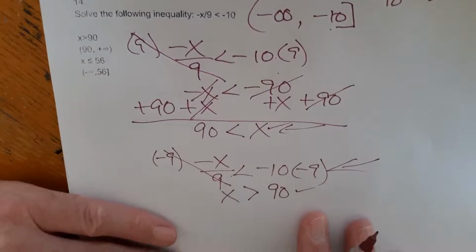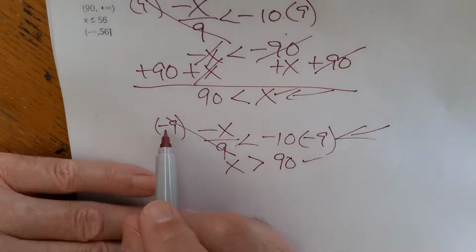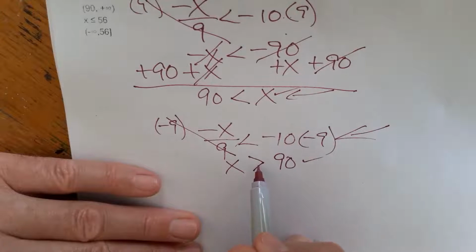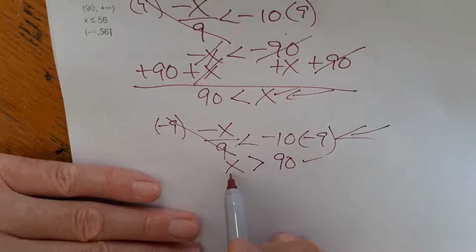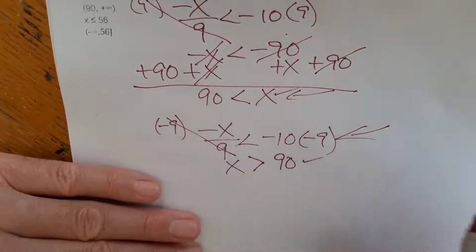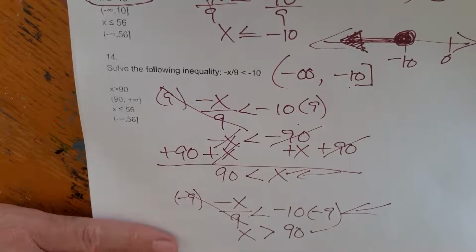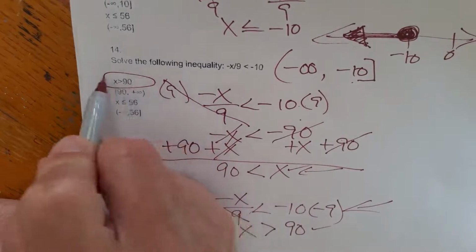Oh, I guess it'd be nice if I did this. That's annoying. So notice we multiply both sides by the negative 9, and that flipped the sign here from less than to greater than. Then the negative times negative was positive, and the negative times negative was positive. So x is greater than 90, and x is greater than 90. Right? So we got the same answer both ways, just the second way is a little bit cleaner. X is greater than 90 is here.